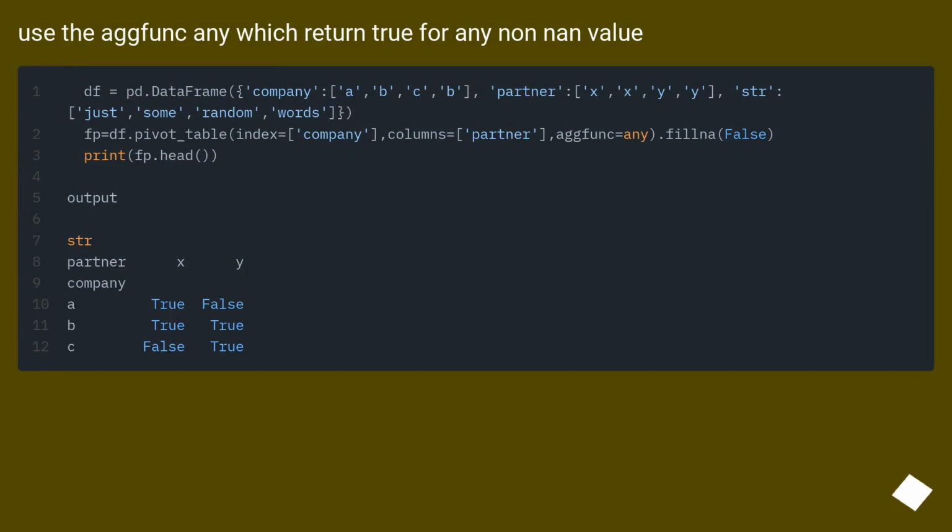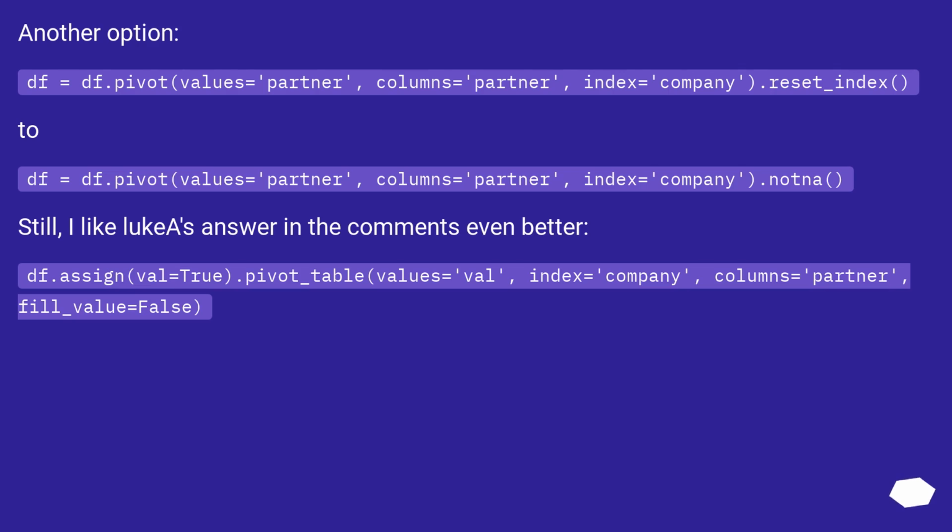Use the outfunc any, which returns true for any non-NaN value. Another option: df = df.pivot(values='partner', columns='partner', index='company').reset_index(). 2. df = df.pivot(values='partner', columns='partner', index='company').notna().